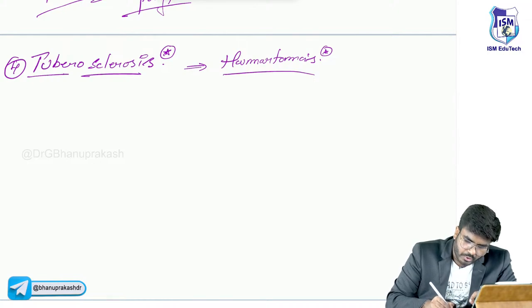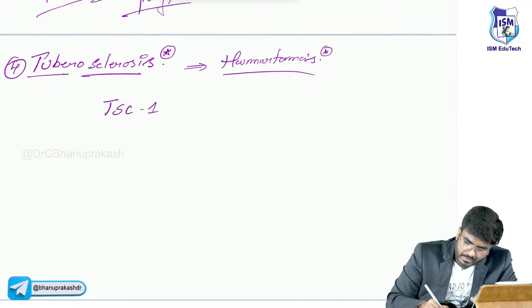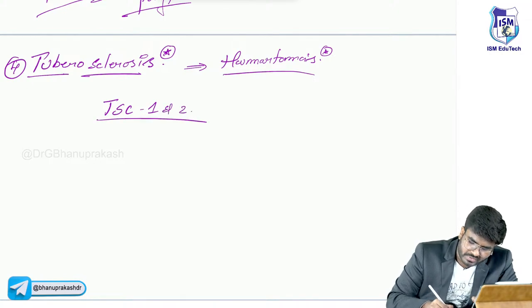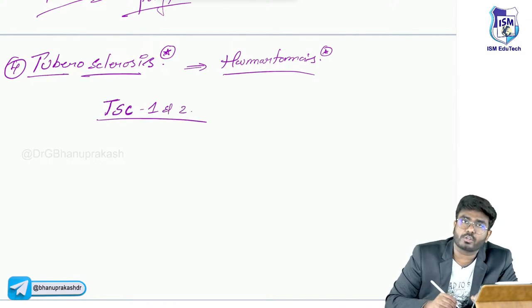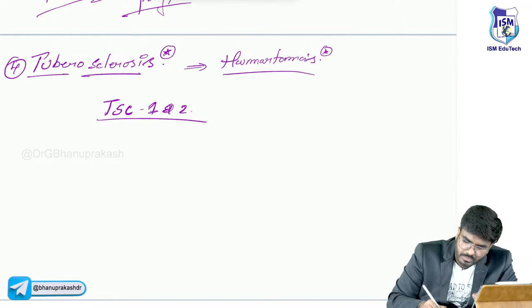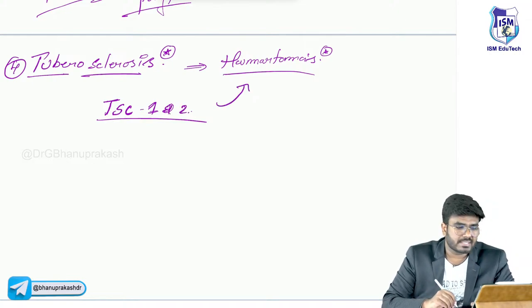What is the gene mutation in tuberous sclerosis? TSC gene mutation. Okay, TSC1 and TSC2. There are these two. TSC means tuberous sclerosis 1 gene mutation and tuberous sclerosis 2 gene mutation can lead to the hamartomas.